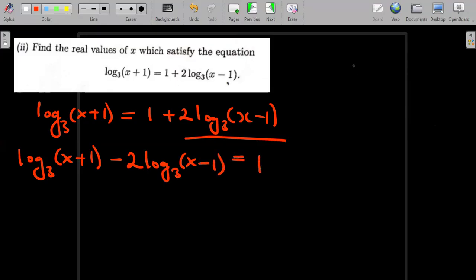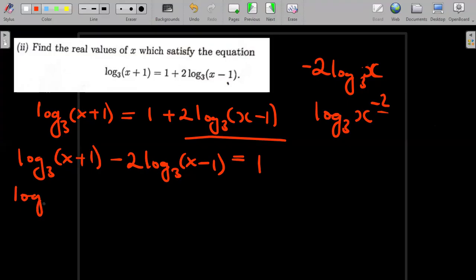Another thing we forgot to mention is when you have, for example, negative 2 log base 3 of x, this is the same as saying log base 3 of x to the negative 2. So you can drop this power and write it like that. Even here, we will do the same.